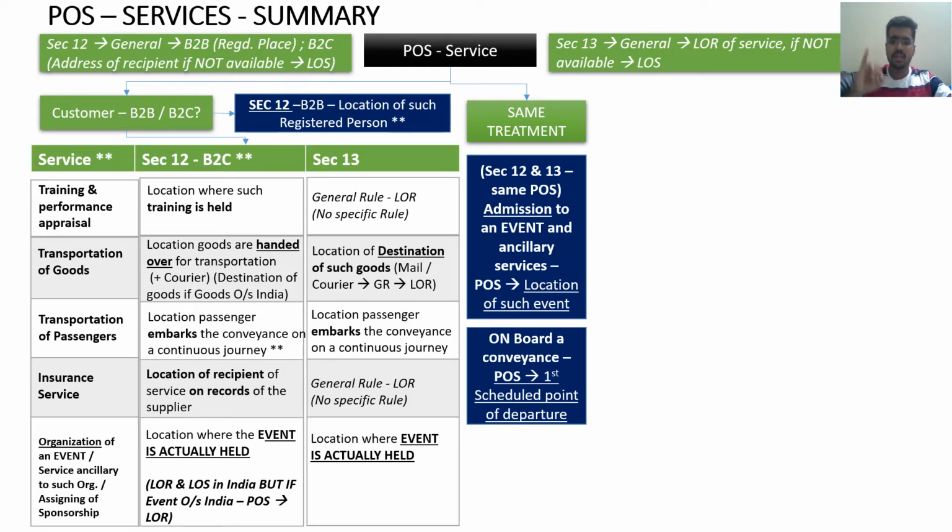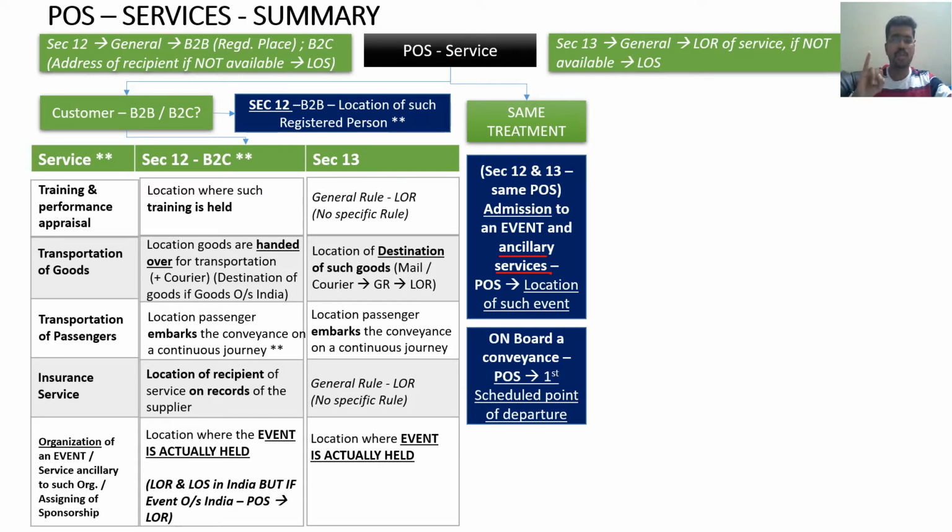Admission to an event. That event can be an education event, artistic event, entertainment event, exhibition, fair, whatever we saw, and even services ancillary to this event. Let's say there are people who guide you to say which seat your stand comes, where you need to get seated in the stadium, right? Those people who are providing you this service, which is ancillary to the admission, will also have the same treatment, guys. So it says admission to an event and ancillary services. Those services which are ancillary to admission will also have the same treatment as admission to the event, right?